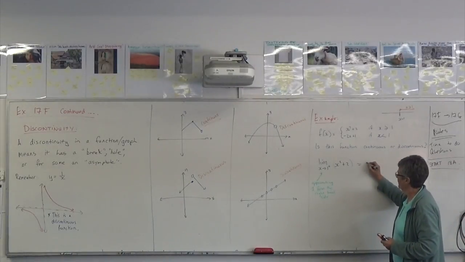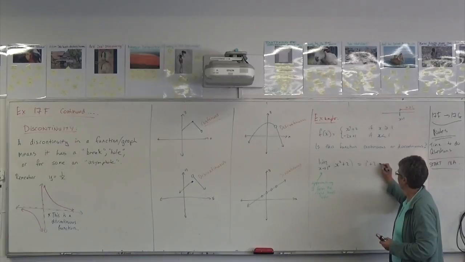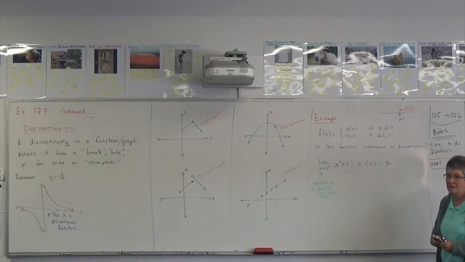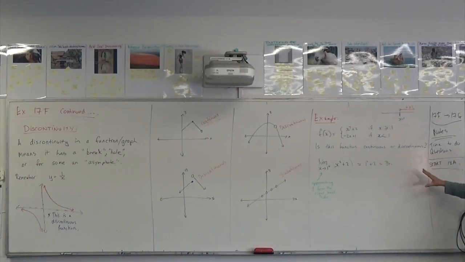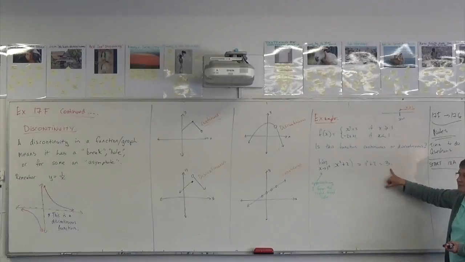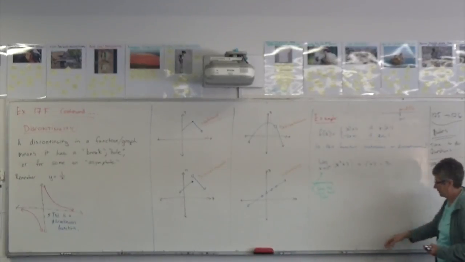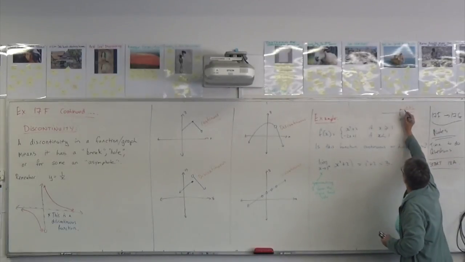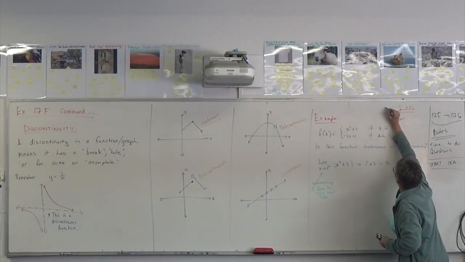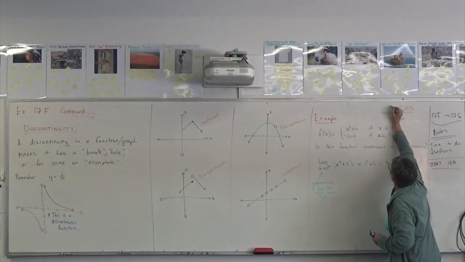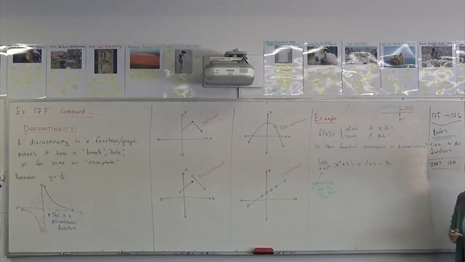Yep, put in 1, so it becomes 1 squared plus 2 equals 3. So the limit as x approaches 1 from the right hand side is 3. So now I'm going to do it from this side. So I'm going to put it as a whole and put it that way. So this is x is less than 1.